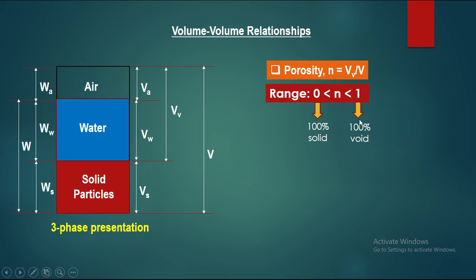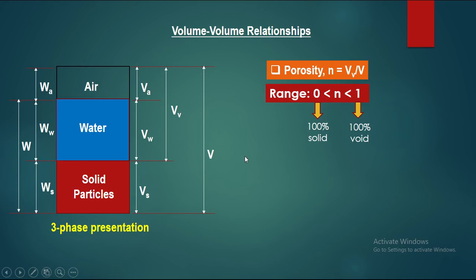And the other extreme is, of course, the value of 1. That means it has to be 100% void. That means it is a hollow type of material. So that also does not exist in a soil mass, at least. So the range would be greater than 0 and less than 1. It cannot be equal to 0. It cannot be equal to 1 as well.